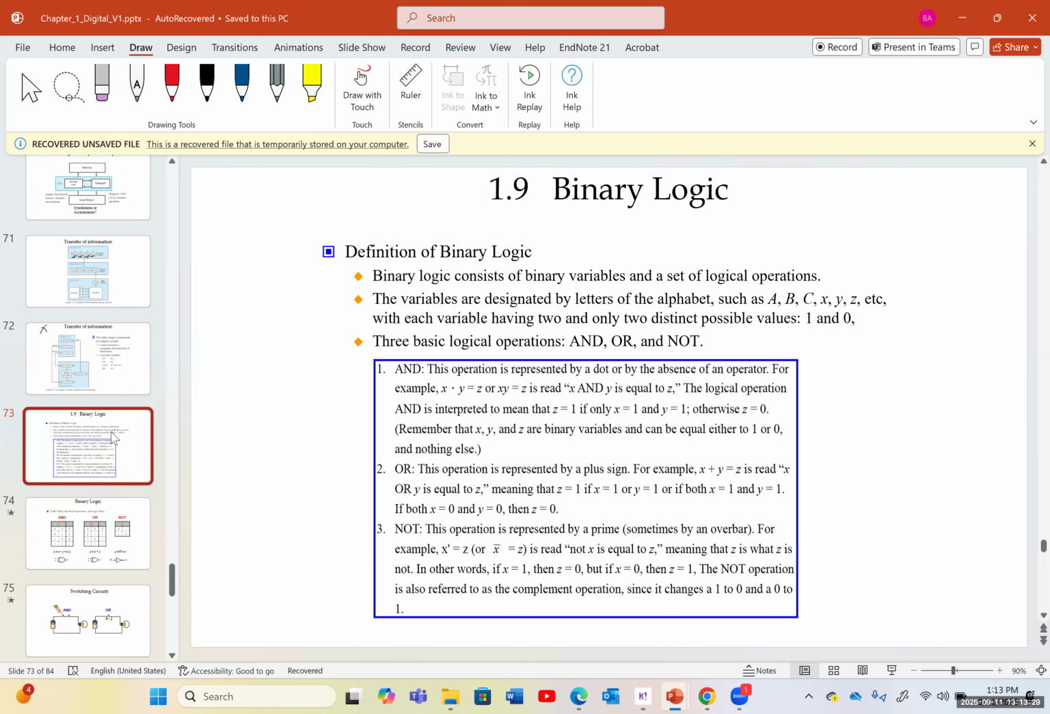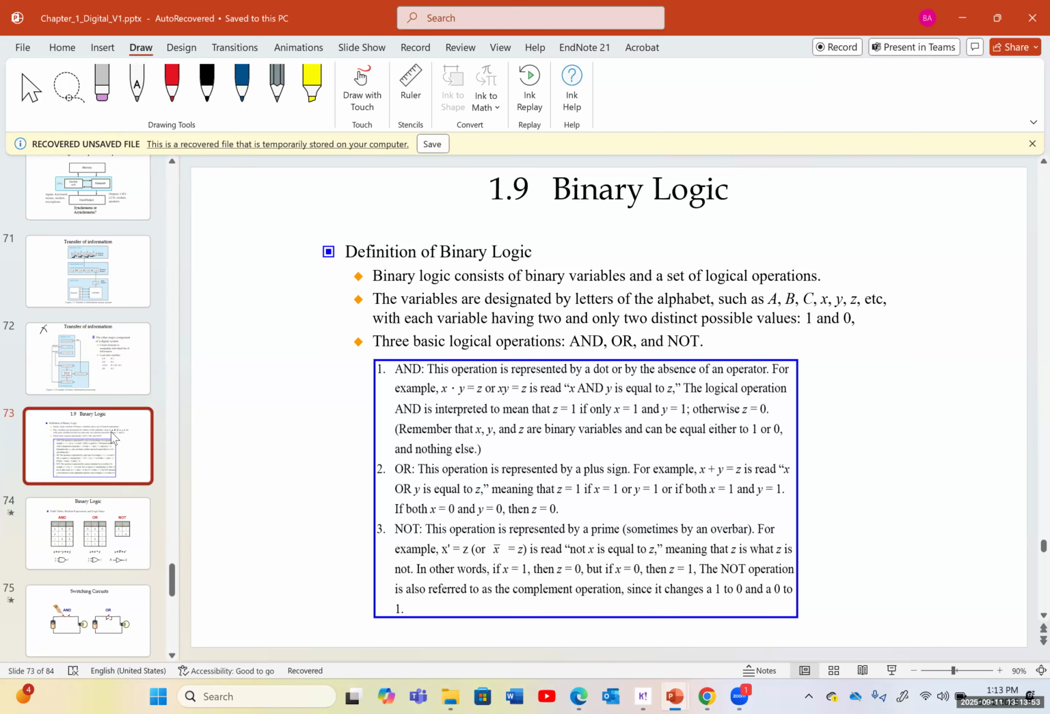So the definition of binary logic gates: they consist of binary variables and a set of logical operations. The variables are designated by letters of the alphabet, such as A, B, C, or X, Y, Z, etc. And each variable can have only 2 distinct possible values, 1 or 0, because it's binary logic, so it couldn't have anything besides 1 and 0. And the 3 basic logic operations are AND, OR, and NOT.